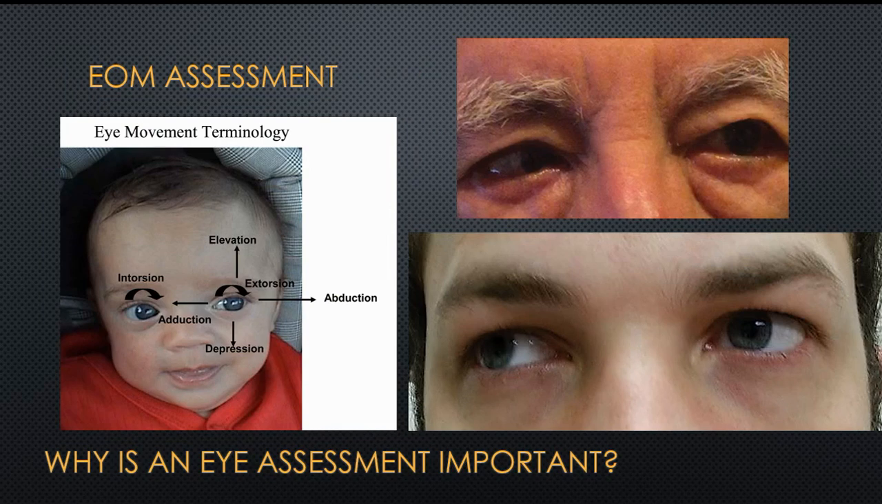EOM assessment is something else, extraocular movement. So we have adduction, abduction, elevation, depression, etc. You see some examples there. Now, the reason why this is important is, if you think about the cranial nerves again, how many of them, cranial nerve 3, cranial nerve 4, and cranial nerve 6, have to do with extraocular movement?